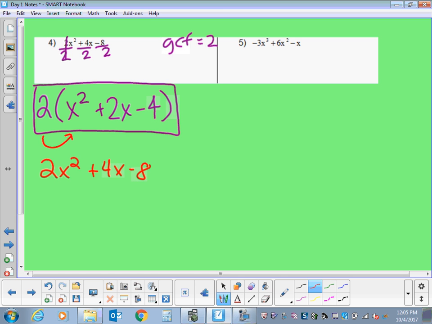All right, number 5. GCF of my numbers, I have -3, 6, and then I guess a 1. What's my GCF? Do I have one of my numbers? But remember I said if you are leading with a negative, that negative has to come out, right? So let's go ahead and put our negative down.